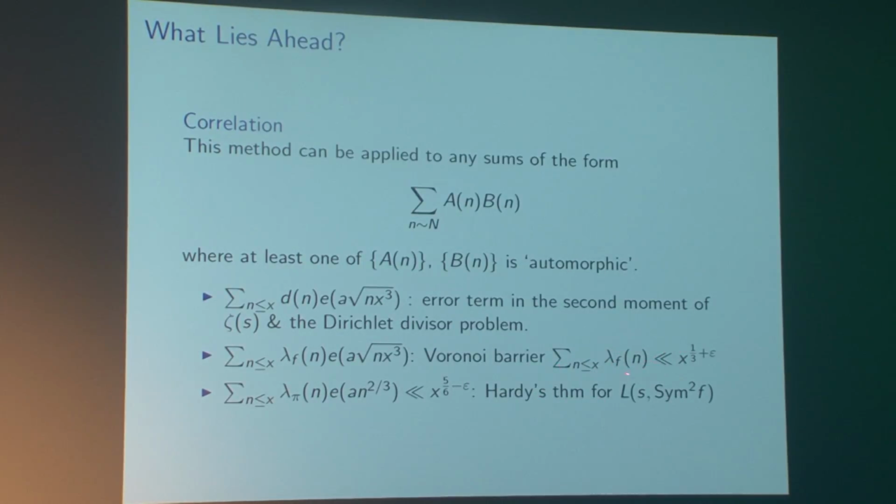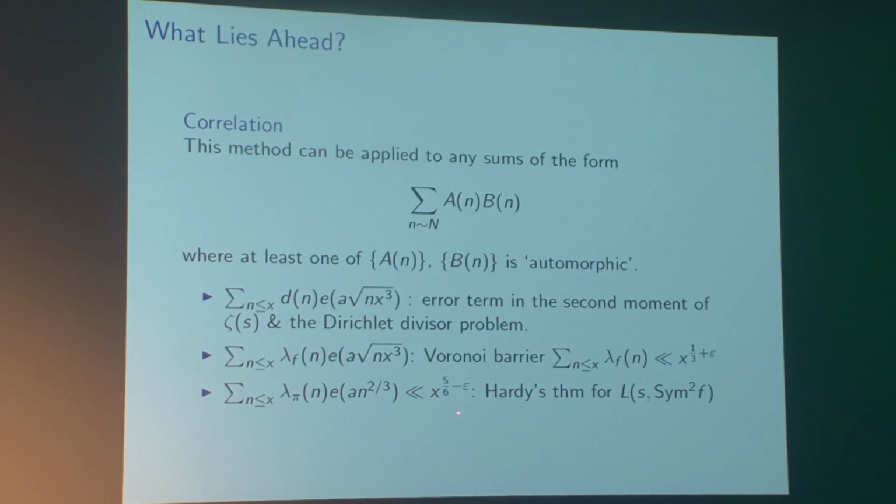To improve this, you need some cancellation in this type of sum, lambda_f(n) e(square root of n x)^3. It's almost the same as what you have over here, but this is even better because you have Fourier coefficients instead of d(n). So maybe you can use the oscillation of this. Here also you can try to use the same GL2 delta method to separate the oscillation and see what you can get. And hopefully one can go past x to the power 1/3 also here.